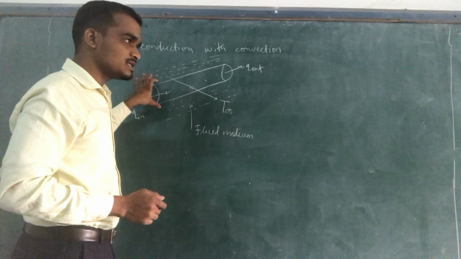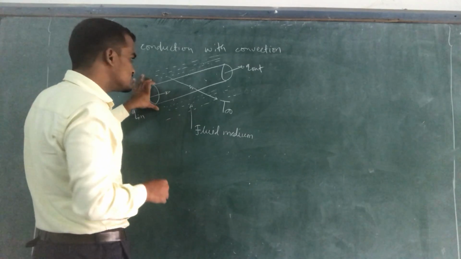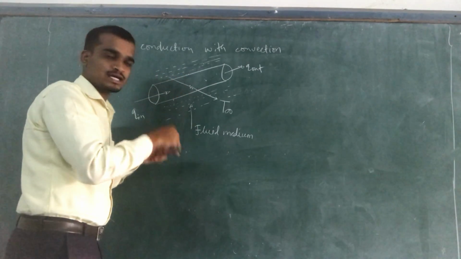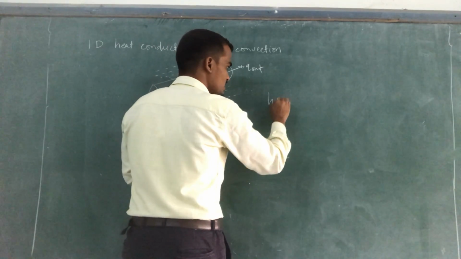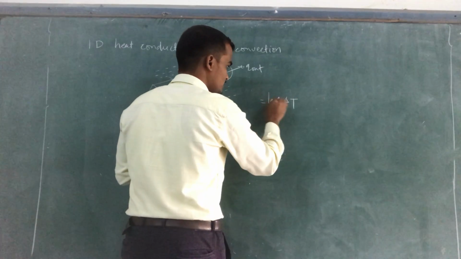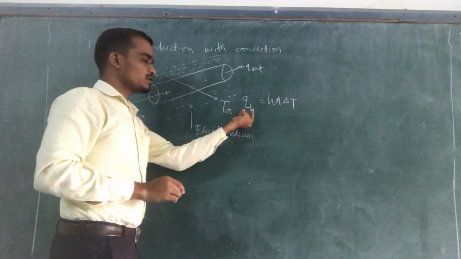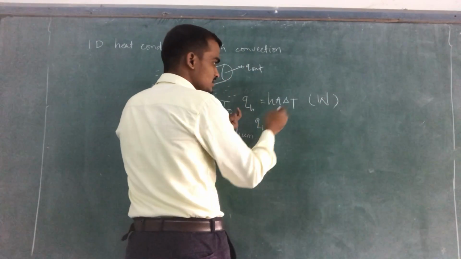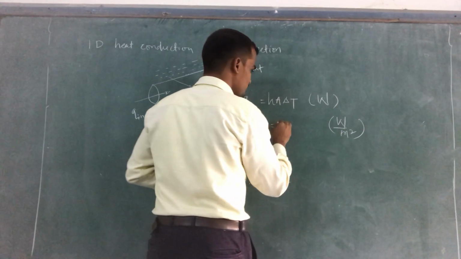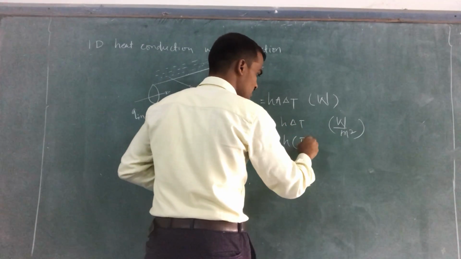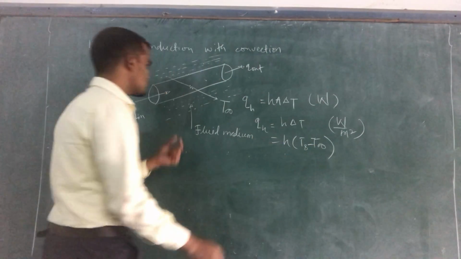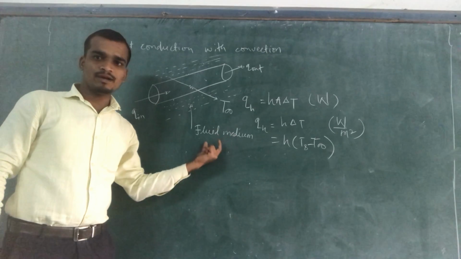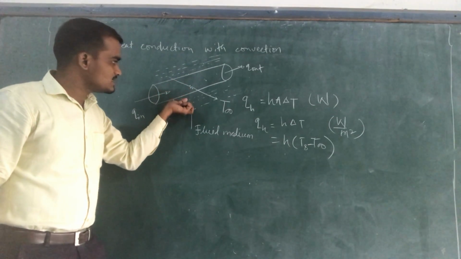As we know from the heat transfer subject, if this is not insulated and any fluid medium is surrounding this body, then heat transfer will take place through convection. The heat loss through convection is given by h A delta T. This is the heat loss due to convection and it is denoted by Q_h, given in watts. If we consider it in watts per meter square, then it becomes h delta T, where delta T is T surface minus T infinity. Ts is the surface temperature of this body and T infinity is the fluid medium temperature or ambient temperature. In this way heat transfer takes place by the convection mode.